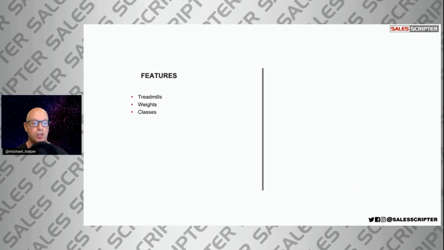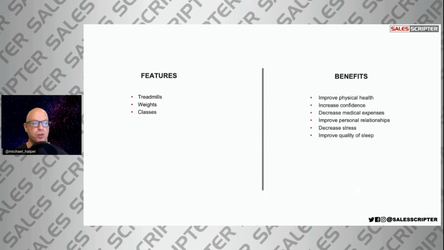Now, keep in mind, those are not the product because the product is the membership. And the customer does not purchase access to a treadmill. They purchase the membership, and the feature of the membership is access to treadmills and weights and classes and access to the facility. So it's very easy for us to kind of stop, close our eyes, and think about, okay, treadmills is an example of features. Well, the benefits of using those features and using that product is improve physical health, increase confidence, decrease medical expenses, improve personal relationships, decrease stress, improve the quality of sleep.